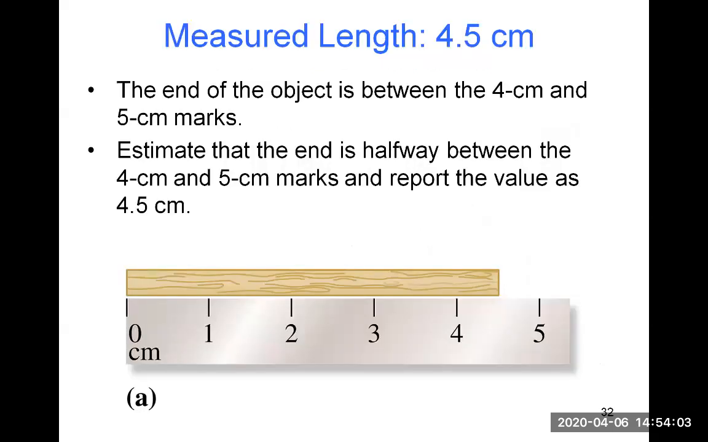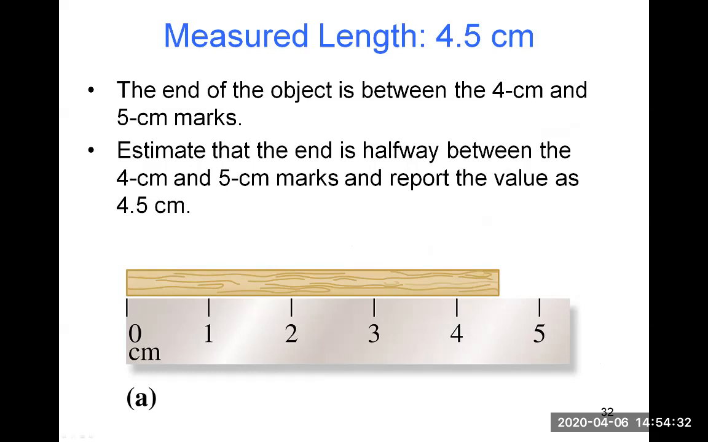Let's try that with rulers that measure length. So here you have a piece of wood, and you align the 0 with one edge of the length, and then you look at where the other end falls. And here the end of the object is between 4 and 5 centimeters. The ruler is in centimeters. So you know for sure it's between 4 and 5.